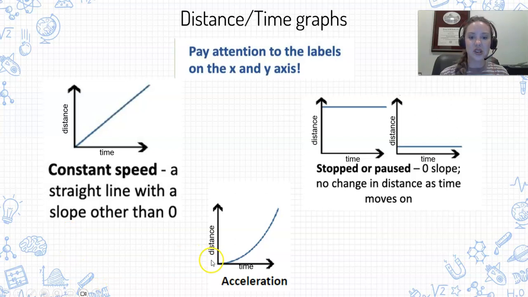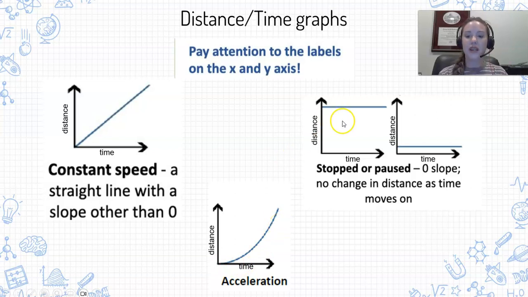When that line starts to swoop like this down here, I know I must be accelerating because time is ticking by, but all of a sudden I'm gaining a lot of distance in not a lot of time. So there must be some sort of acceleration happening when you see that swooped line like that.